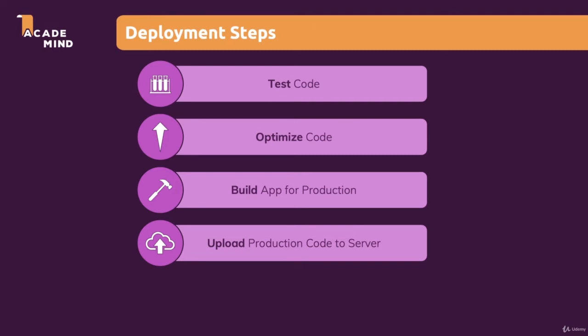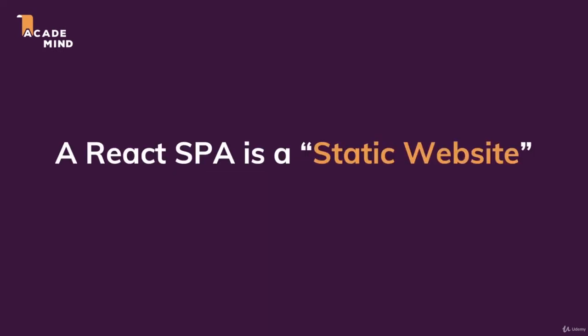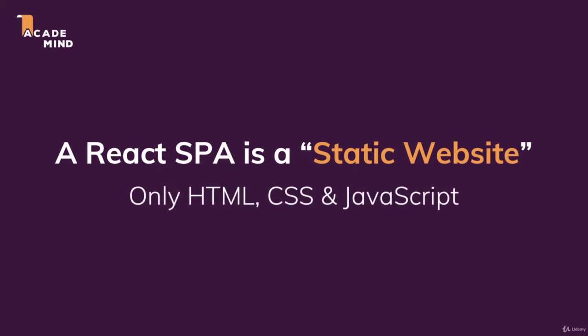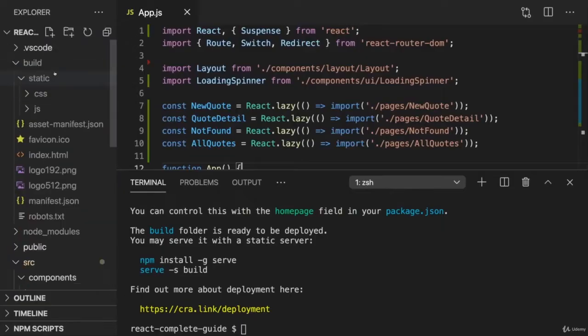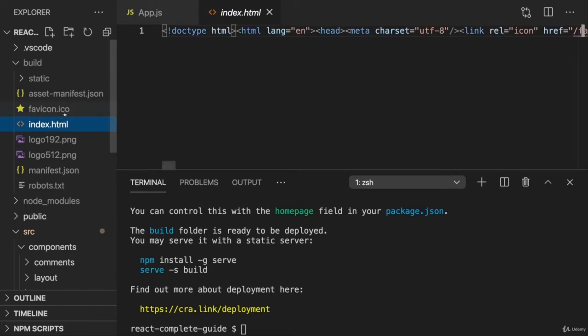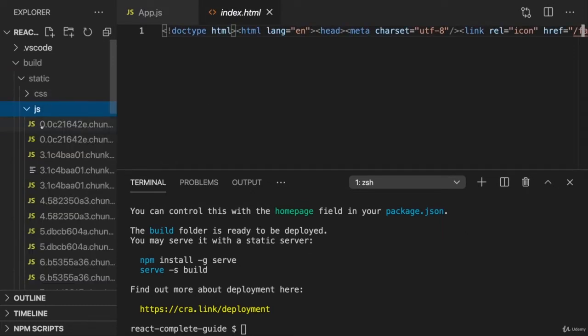And now when it comes to uploading that code, there is one super important thing to realize. A React single-page application, or any single-page application actually, no matter which framework you used, is a static website. Which means that it's only made up of HTML, CSS, and browser-side JavaScript code. There is no server-side code involved. If we take a look at the output in the build folder, then we have a couple of images and config files here, and we have one HTML file, and in the static folder we have CSS and JavaScript.